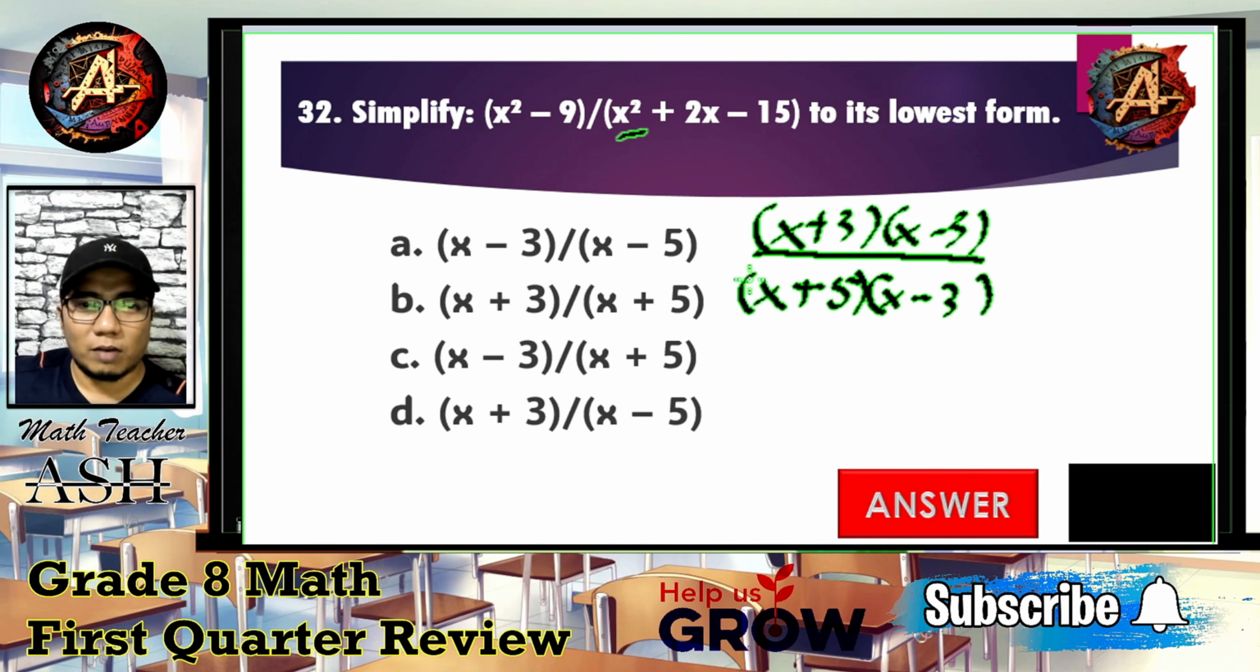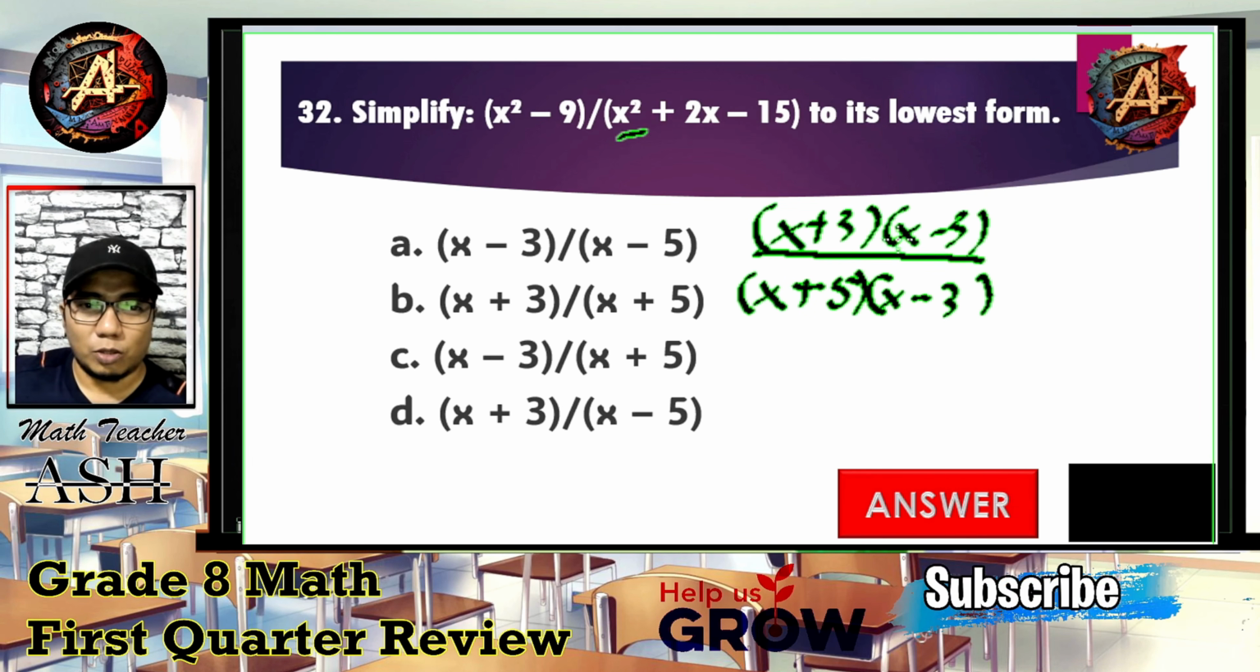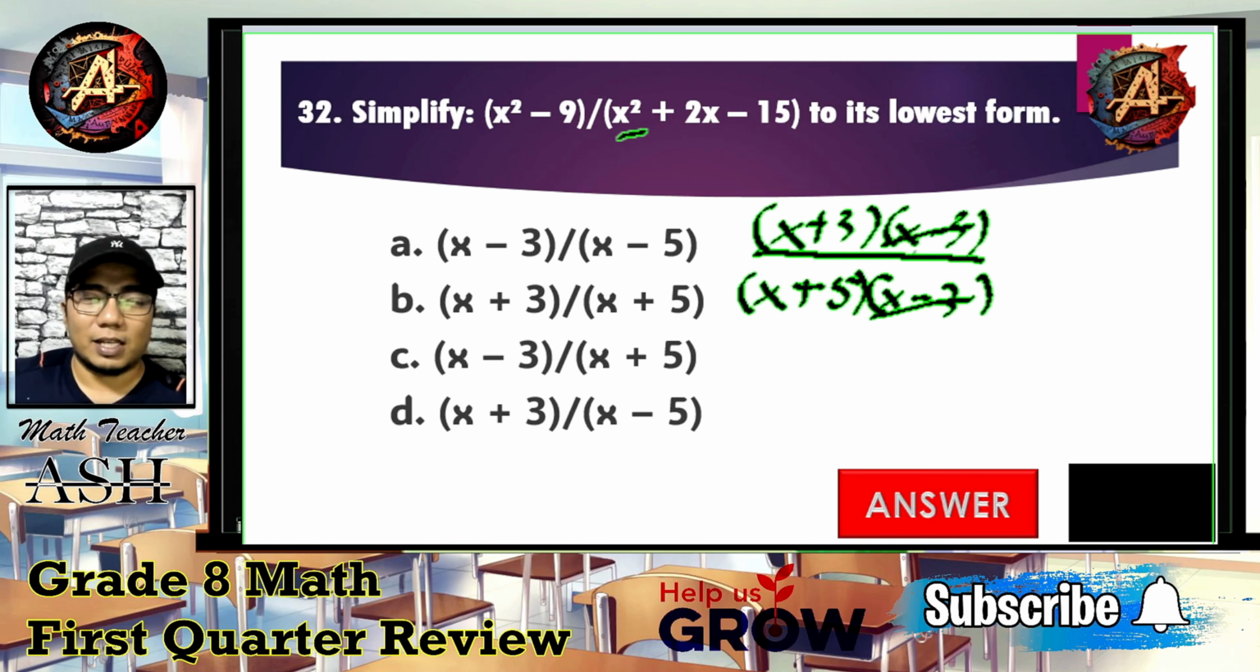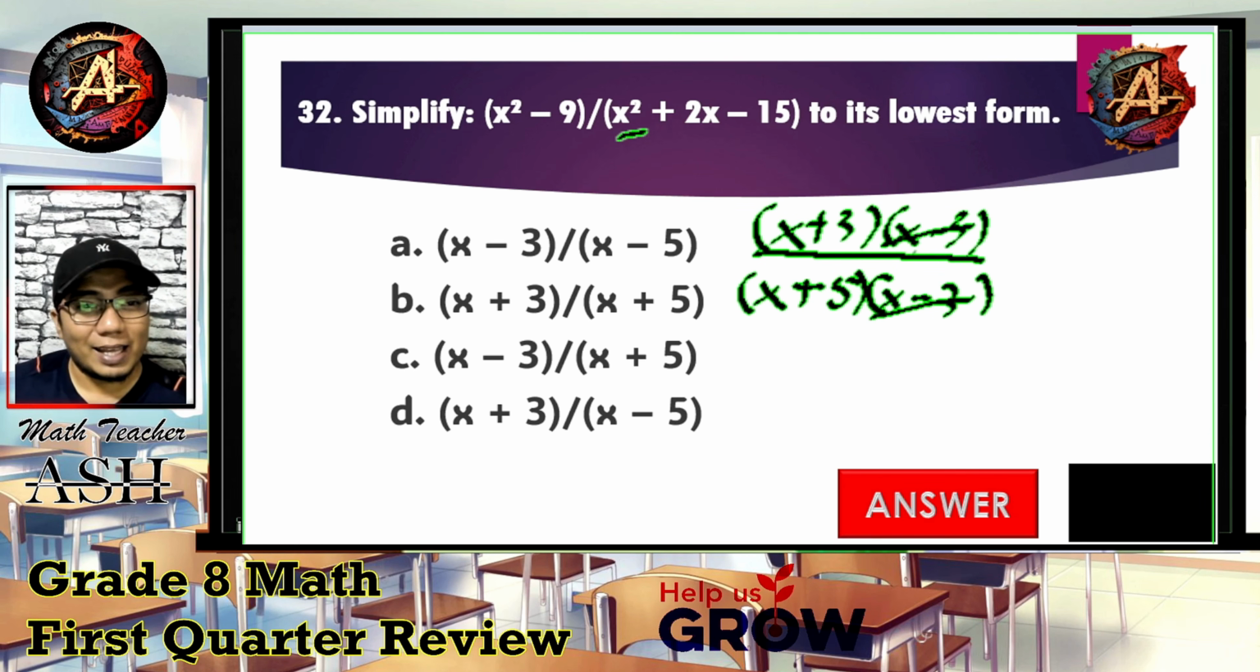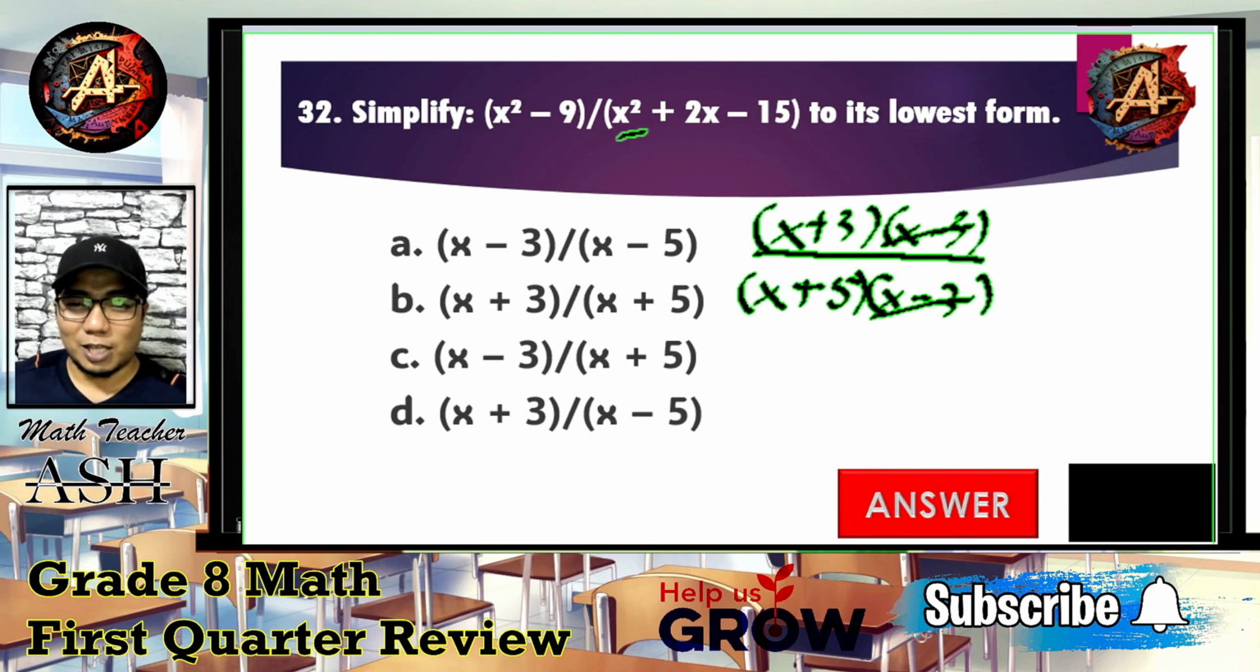Now you have here this expression. In the numerator side and in the denominator side, there is a factor that is the same. So x minus 3, you can cancel them, leaving you x plus 3 over x plus 5, and that is letter B. Let's check whether we are correct.